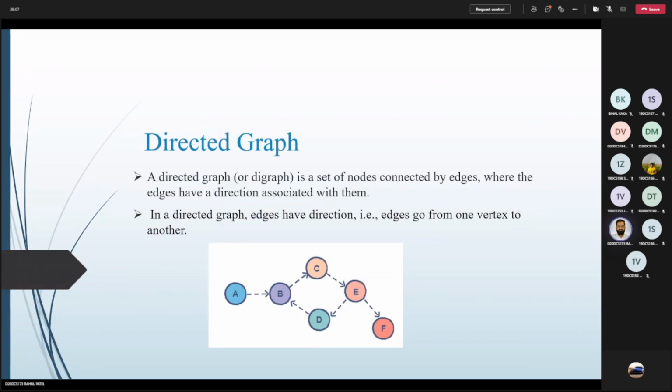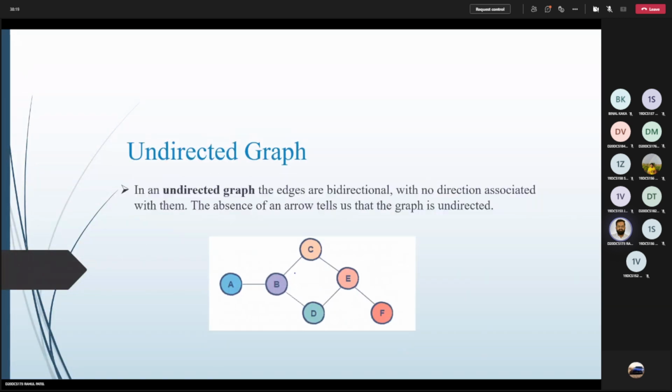A directed graph is a set of nodes connected by edges, where the edges have a direction associated with them. In a directed graph, edges go from one vertex to another. In an undirected graph, the edges are bidirectional with no direction associated with them. The absence of an arrow tells us that the graph is undirected.